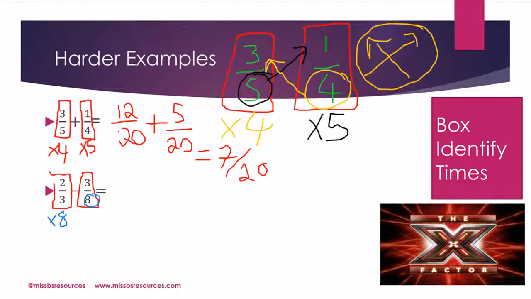So our new fractions are going to be 2 times 8, which is 16, and 3 times 8, which is 24. Take away, subtract 3 times 3, which is 9, 8 times 3, which is 24. That will leave us with 16, take away 9, is 7 24ths. Well done if you've got that.